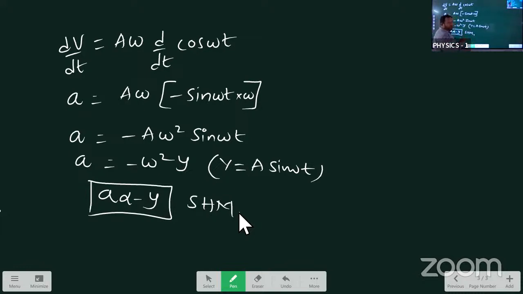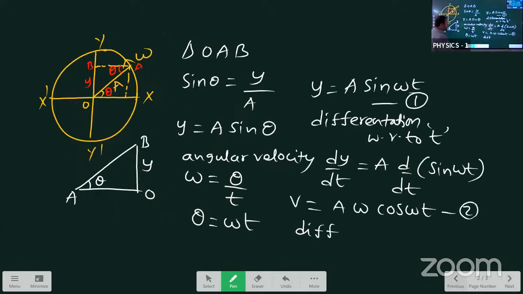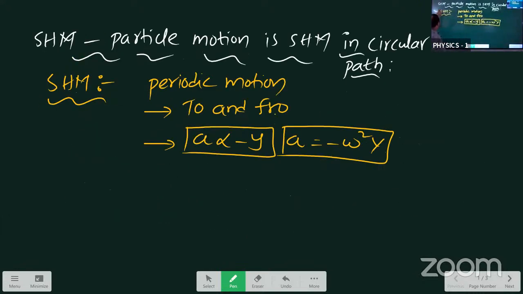One more time, I am giving the explanation. Next time you listen to this whole answer in short form, in very few steps. First, SHM, simple harmonic motion. The question starts from the definition of SHM. Define SHM: a particle performing motion in a circular path. SHM, simple harmonic motion, is a periodic motion with two special conditions. One is to and fro motion. Second, acceleration directly proportional to displacement with opposite direction.